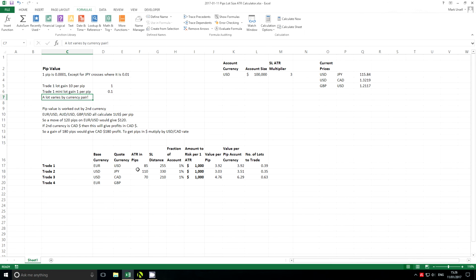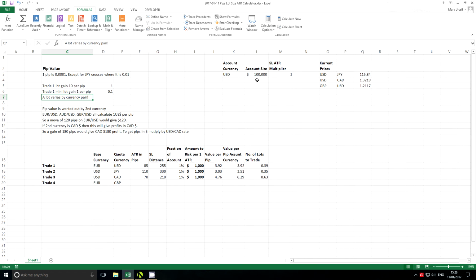So I'm going to use an ATR, and we're going to use a multiple of the ATR to set our stop loss. Our stop loss will represent the maximum that we can lose in each trade. Now we have a fraction of the account.